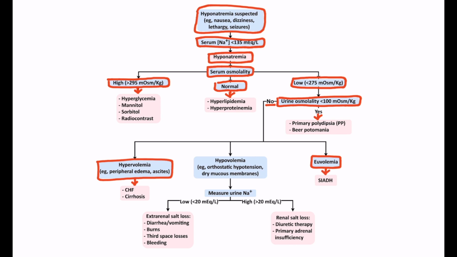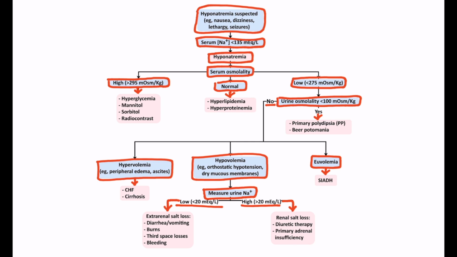When there are signs of hypovolemia like orthostatic hypotension or dry mucous membranes, we measure urine sodium next to identify the cause. Low urine sodium indicates extrarenal salt loss, for example, diarrhea, vomiting, and burns. High urine sodium indicates renal salt loss, for example, diuretics use or primary adrenal insufficiency.